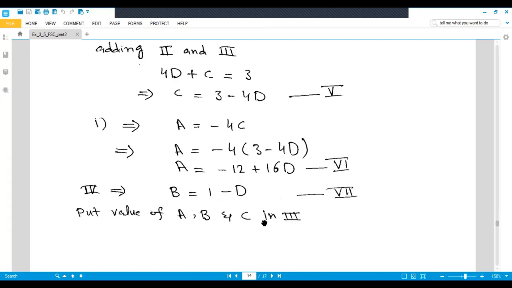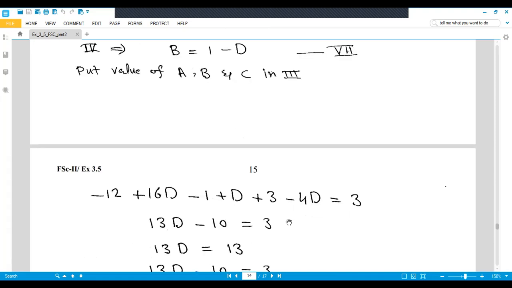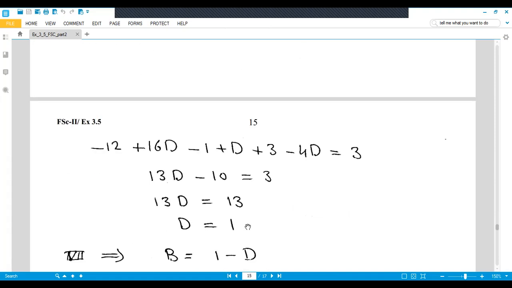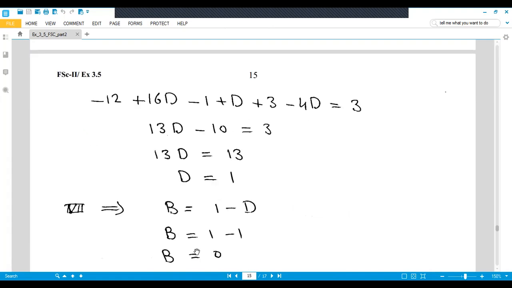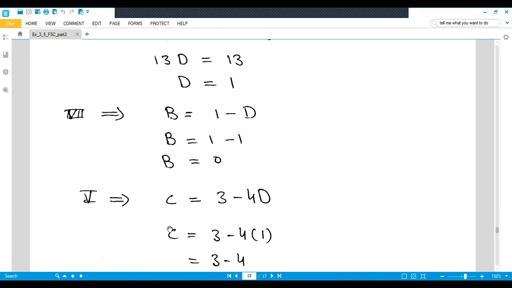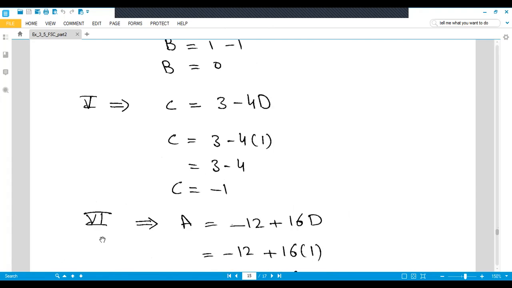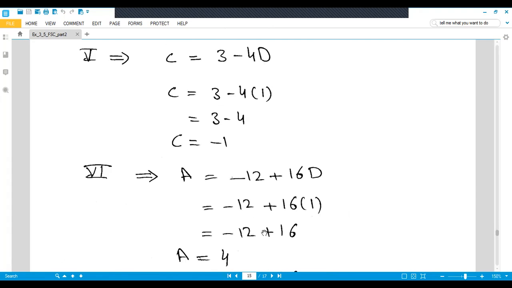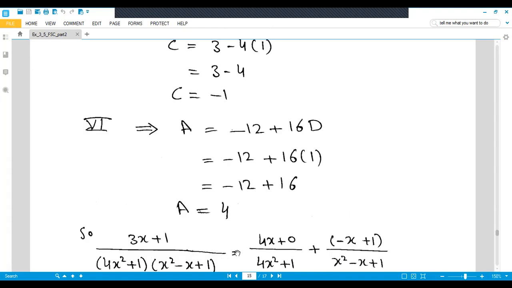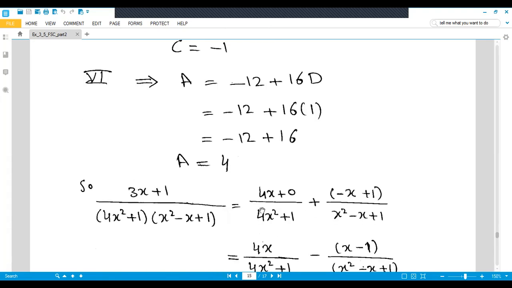Put the values of A, B and C in number 3. So we get that D is equal to 1. Now D equal to 1, put in 7th. So we get B equal to 0. And then in 5 we get C is equal to minus 1. And then in 6th we get A is equal to 4. So all these values A, B, C, D we find, and we put in the original equation.